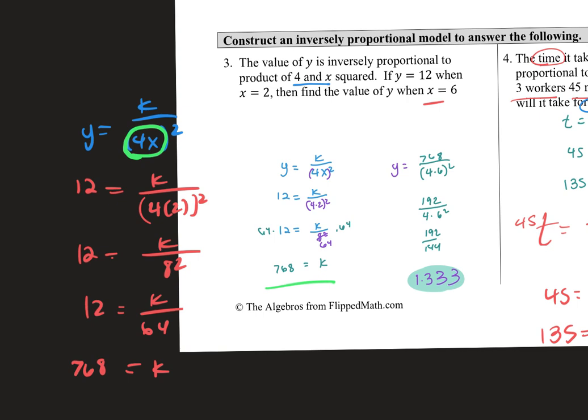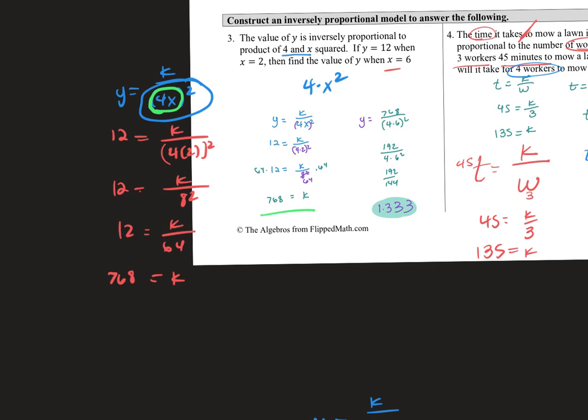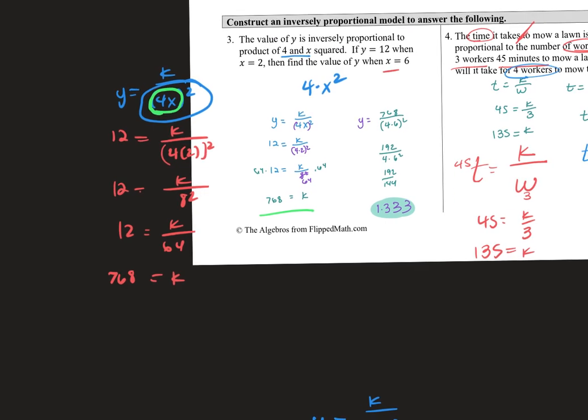So it said y is inversely proportional to the product of 4 and x squared. And I didn't know if that meant the product of 4 and x, squared, or the product of 4 and x squared. So I tried it both ways, and they both gave me the same answer. How did I get the same answer? The K is different, but the ratio is still the same.